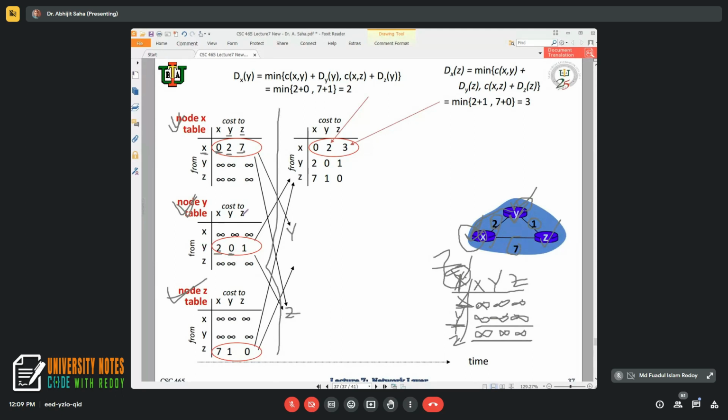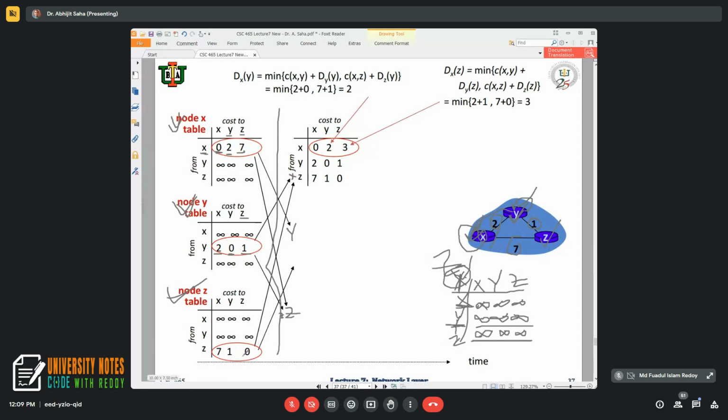You can go from y to z directly. Yes, y to z you can go directly. What is the cost? 1. So you have written 1. Now there is an update. All the fields were empty, but now some values are added into this table. So that means the update needs to be sent to node x as well as to node z. All right, so the update has been sent to node x and node z.